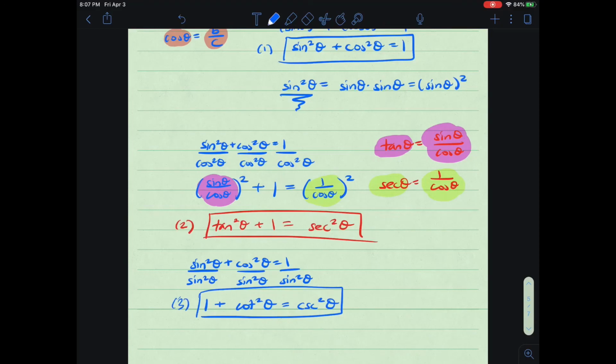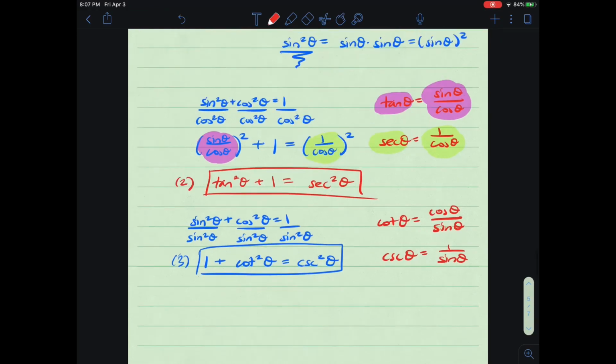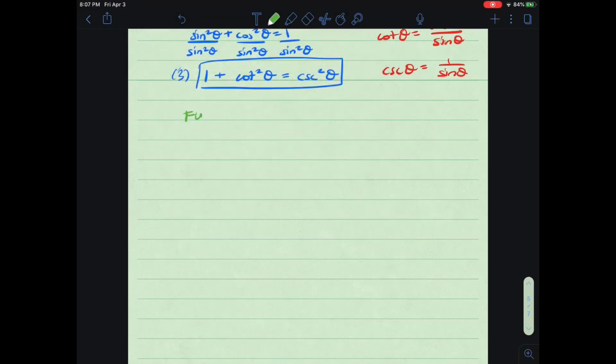If you're wondering how I got that, I'm using the quotient identity that says that cotangent of theta is cosine of theta over sine of theta. And then I know that cosecant of theta is 1 over sine of theta. And so these are the identities that you want to know well. So I'm going to quickly write down all the identities we just talked about, because there were a lot. And these are going to be your fundamental identities.